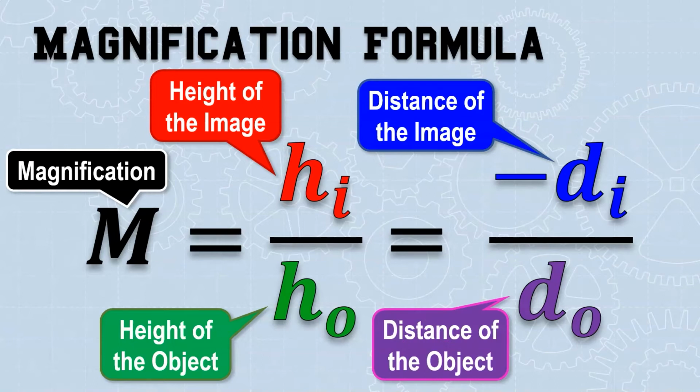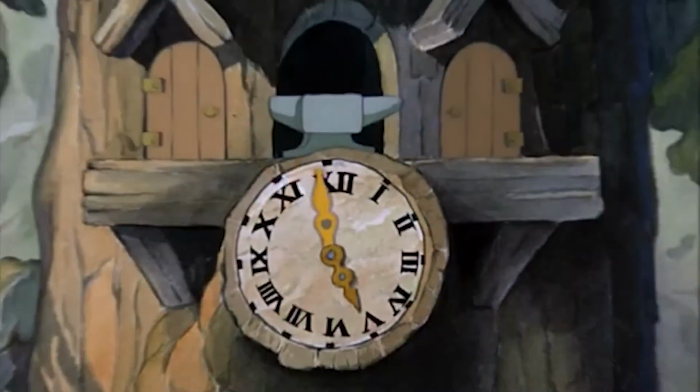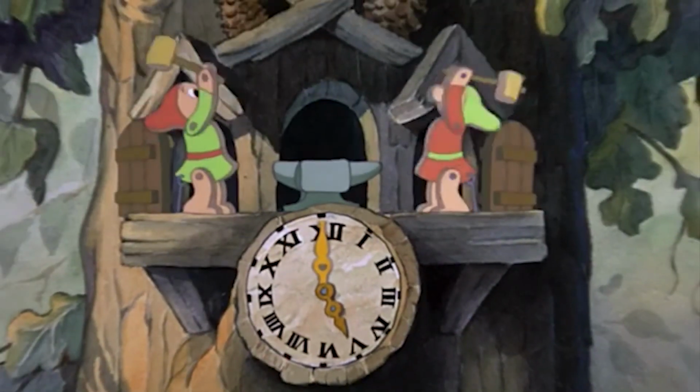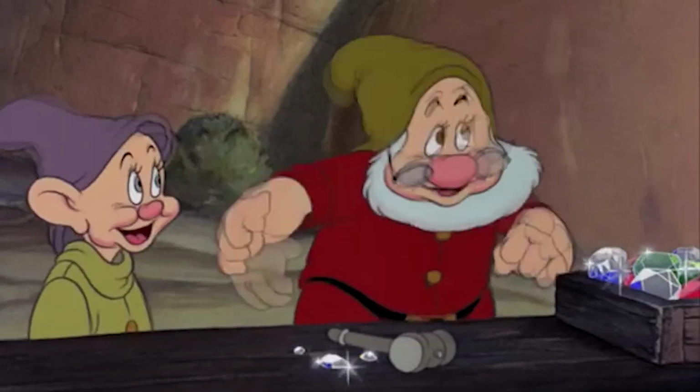This formula can be used a couple different ways. h sub i divided by h sub o equals negative d sub i divided by d sub o, or you can use either of those ratios to calculate the magnification. You may remember this equation from the 1938 classic Snow White and the Seven Dwarfs.